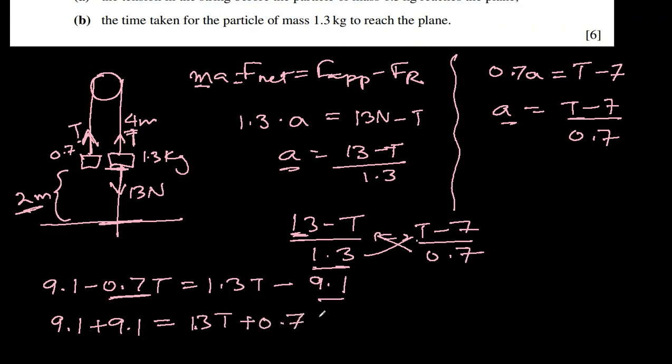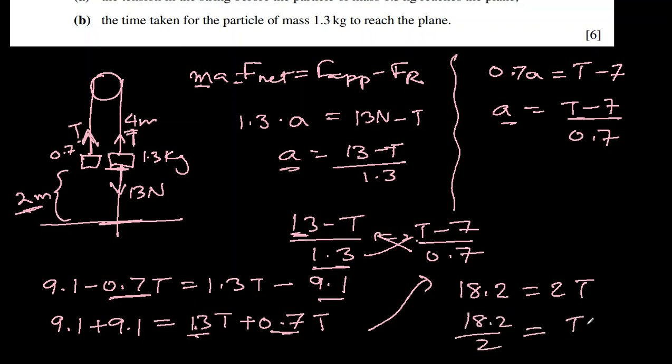plus 0.7T. So 1.3 plus 0.7 is 2, it becomes 2T. So 18.2 equals 2T, and T becomes half of this. 18.2 divided by 2 is 9.1 Newton. This is the tension in the string before this mass hits the plane.